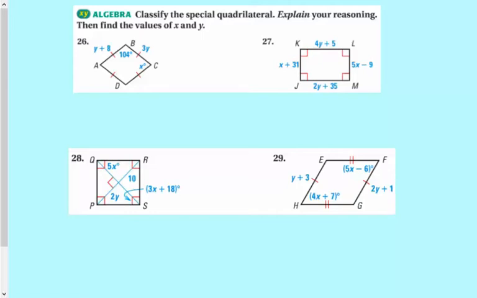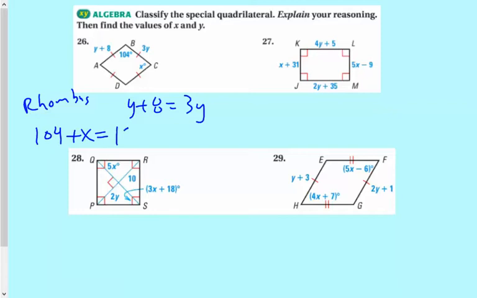So the only thing I have here is 4 congruent sides, so it's a rhombus. And then that makes y plus 8, all the sides are equal. y plus 8 equals 3y, you can solve that. And since it's a rhombus, it is also a parallelogram, and we know that consecutive angles of a parallelogram are supplementary. So 104 plus x equals 180, and then you could solve that.